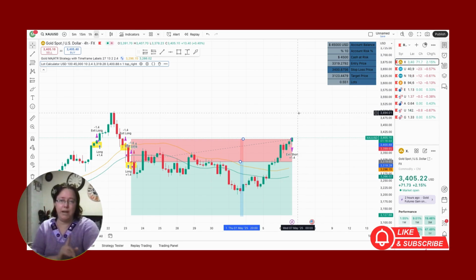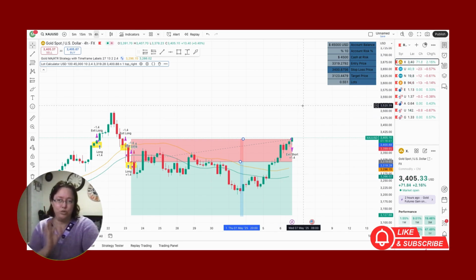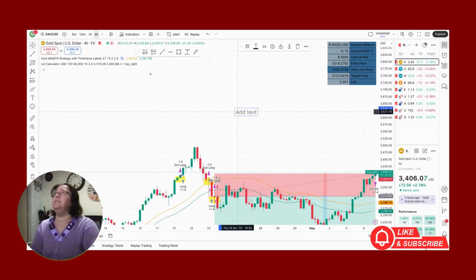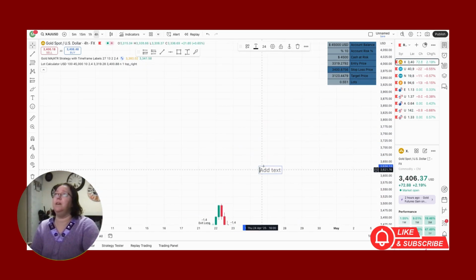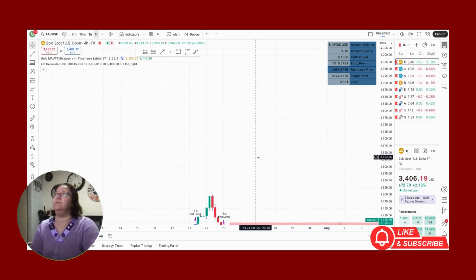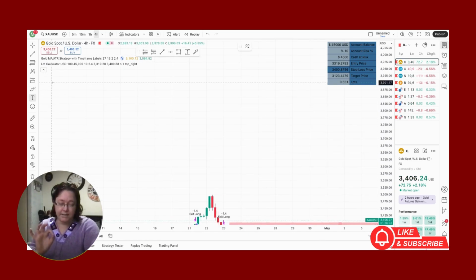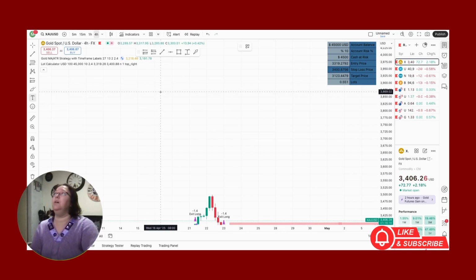But now let me break down how lot sizes work and how much money you are risking per lot size. Now, if you are looking at a standard account, right? There are micro accounts, mini accounts, cent accounts. I'll explain all of them. So you're going to have a standard account.